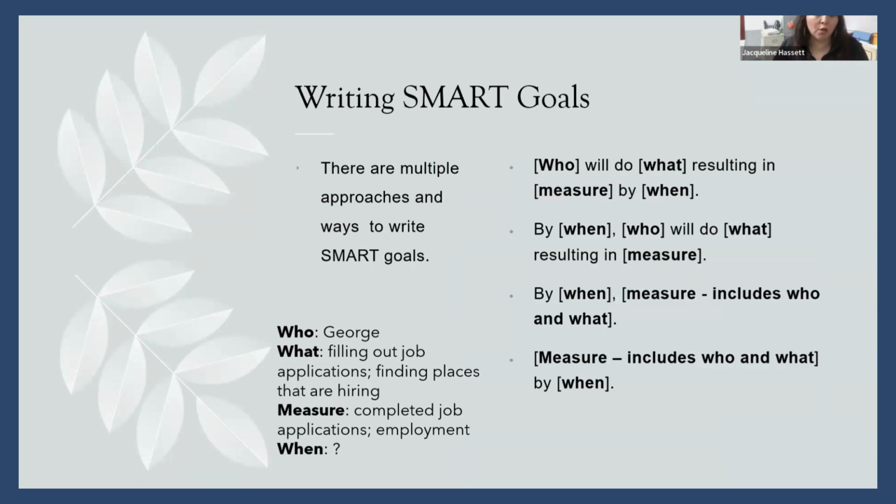So let's say we have George. George wants to fill out job applications or find places that are hiring, and the measure might be that he's going to complete job applications or find employment. I don't know when that makes sense for this person, because I want one of you to tell me. That's what I want. So one of you take that top one and take this information and make it into a SMART goal for me. We have few enough people that I can make everybody do it, but I don't know.